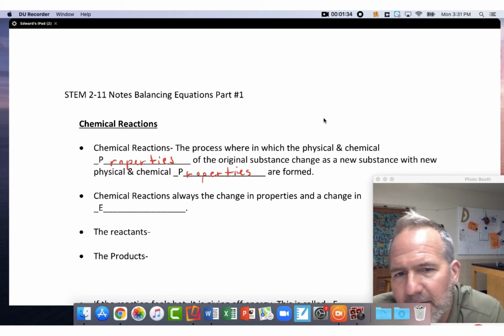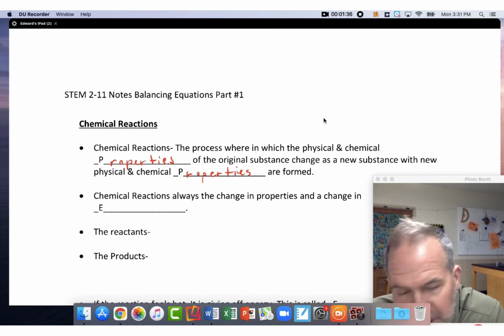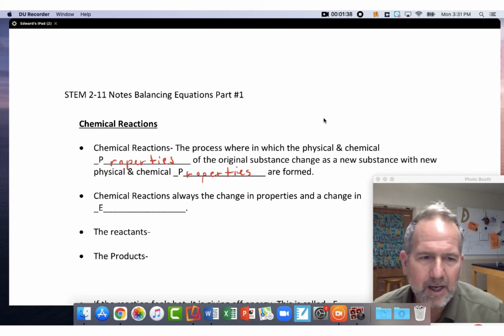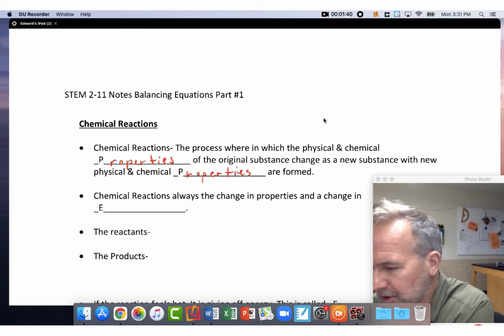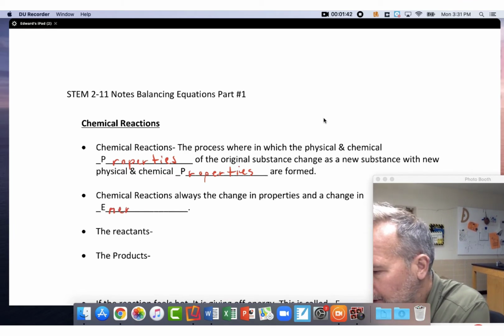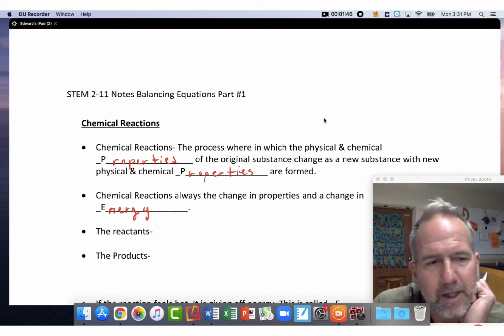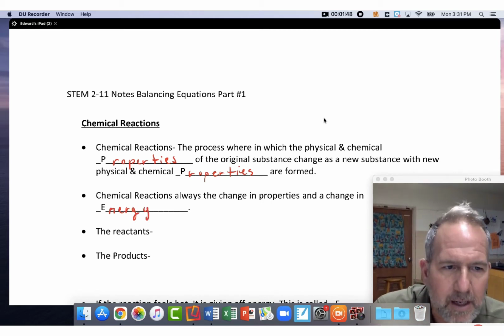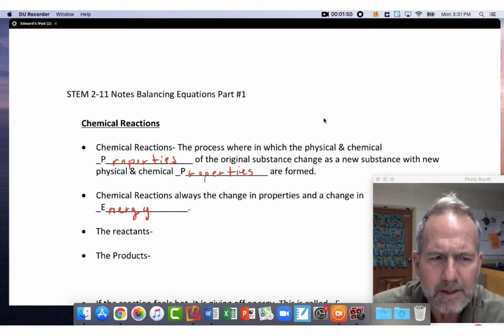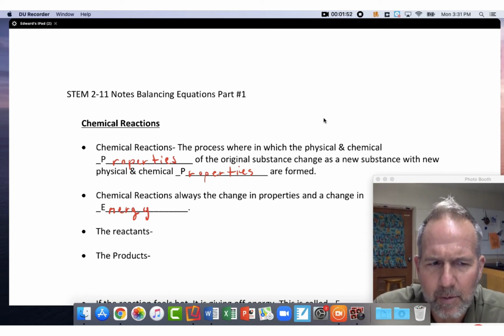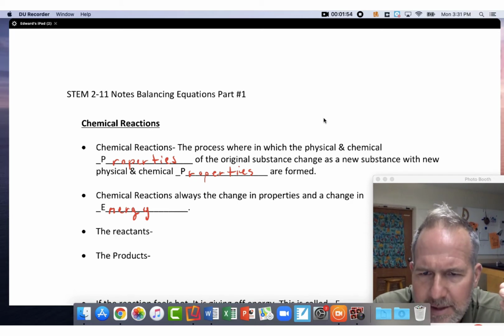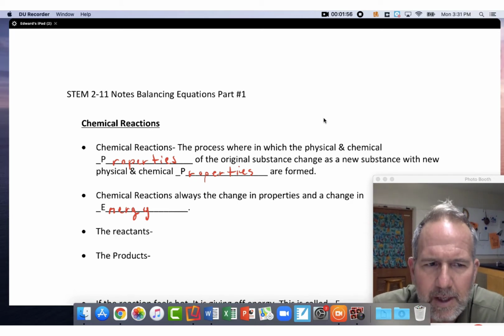Now in a chemical reaction, there's a change of properties, but at the same time, there's always a change in energy too. And so properties and energy. And so what we're doing here is we're taking these notes, but you have to copy these down as we go. And this will be turned in as an assignment. That way I'm making sure that you watched this and you went along with us.